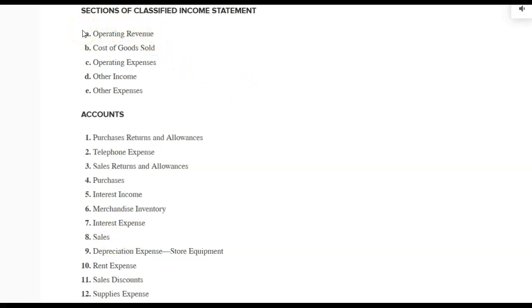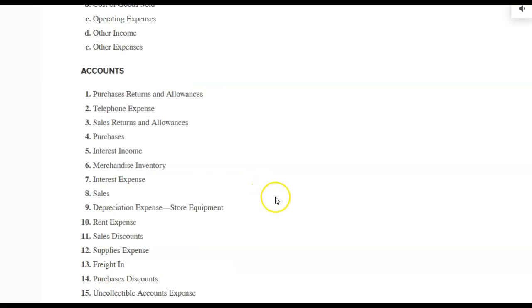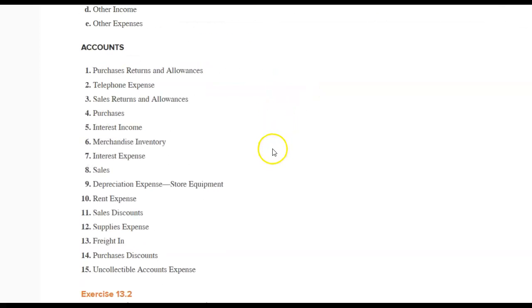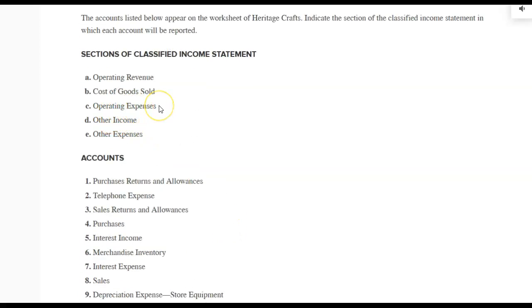A. 8 is A. 9, depreciation expense. That's part of operating the business. It's operating expense, C. 10, rent expense. Same thing, it's part of operating the business, C. 11, sales discounts. Well, sales and revenue are part of each other, so it's A. 12, supply expense. That would go in operating expense, C.